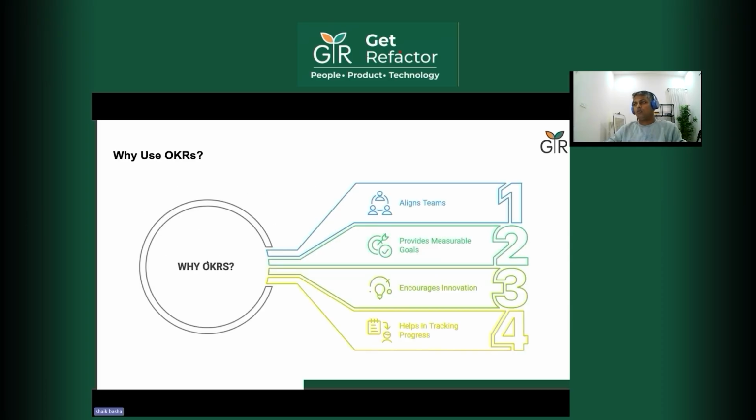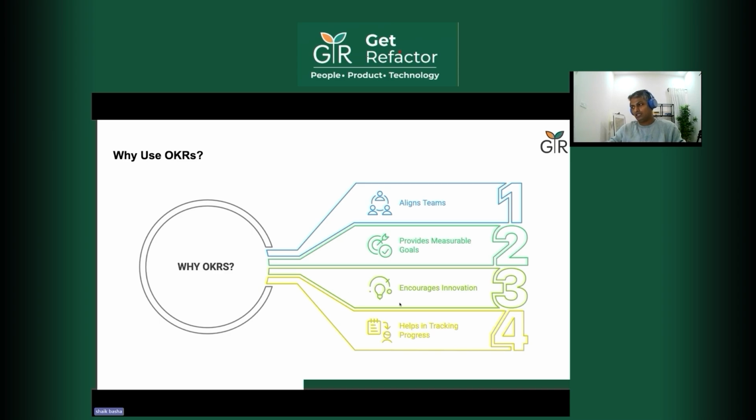The next thing is, why OKRs? It is to align the team, provide measurable goals, encourage innovation, and help in tracking progress. Is this clear? If you don't have an objective, people work in their own silos, with their own agendas. But when you have a clear objective and a measured milestone for the team to reach, everybody goes in one direction. Otherwise, they will go in their own directions.